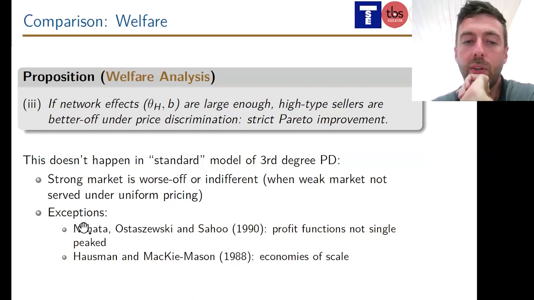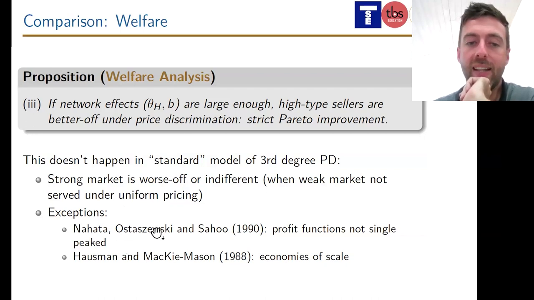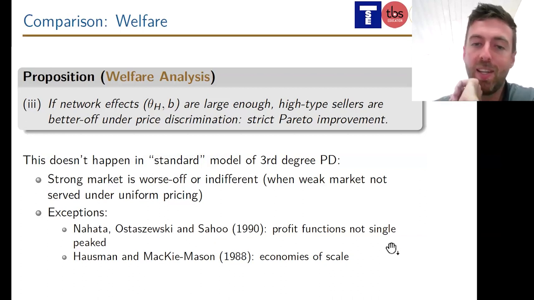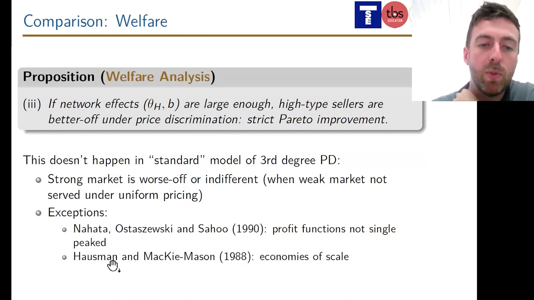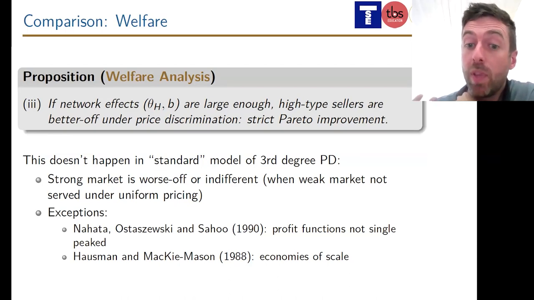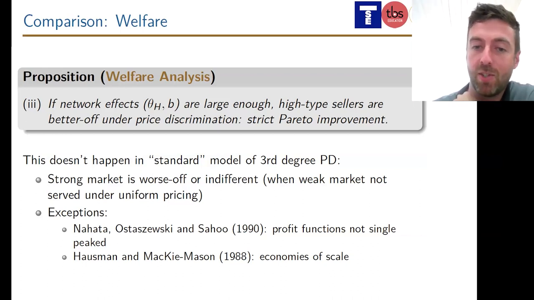Actually, we became aware of these papers recently. There's a couple of exceptions in the literature. So this paper by Nahata, Ostaszewski and Sahoo in 1990, where basically they have profit functions that are not single peaked. And so in that case, they can show that you sometimes have a strict Pareto improvement. And another which is more related to what we do, a paper by Oi and McKee Mason in 1988, they use the model of a market with economies of scale. In that case, they show that you can have a strict Pareto improvement.